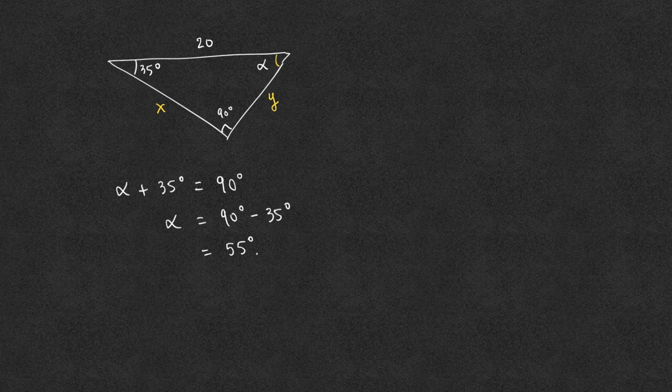This is a right triangle, so we can write the trigonometric ratios. First, sine of 35 degrees is the opposite over the hypotenuse. In this case, there's only one unknown, and so if we isolate y, we get y equals 20 times sine of 35 degrees. We will use the calculator to evaluate this, but we will move on and find x.